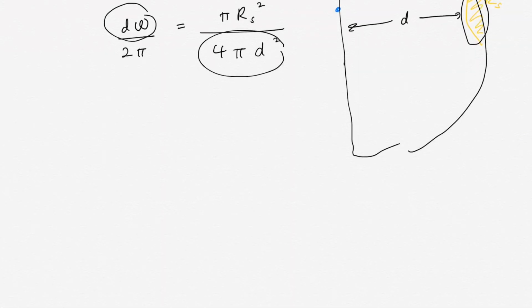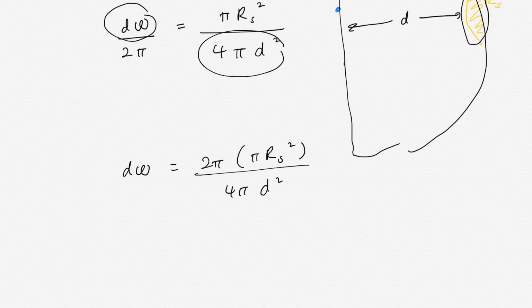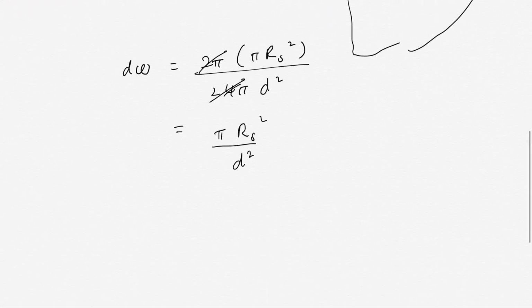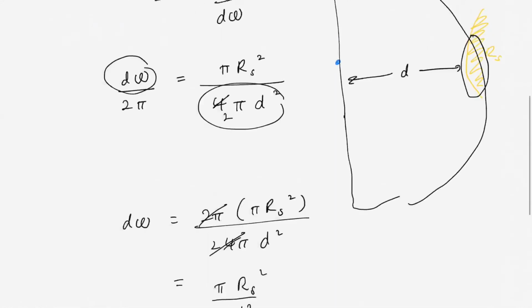So you can calculate d omega just by rearranging the equation to become this, and here, oh wait, because it's a hemisphere, this one should be 2 instead of 4. 4 is for a sphere. Then we can just cancel this out, and that will leave us with this. And now we just need to substitute the value.